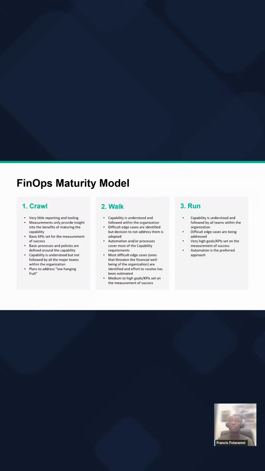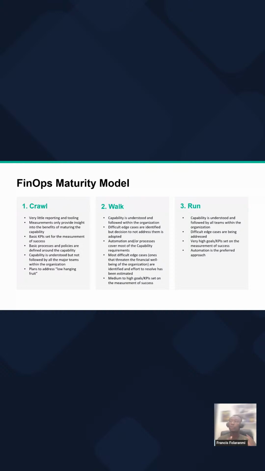For example, on the crawl stage, you want to check if you have any reporting or tooling at all. If you don't have anything at all in your organization, that means you are at the crawling stage. Is there any measurement being provided? Are there KPIs that you are measuring? These are some of the things that allow you to estimate the maturity stage of your organization. And also, across all the domains and capabilities, you then start to grow from crawling to walking.